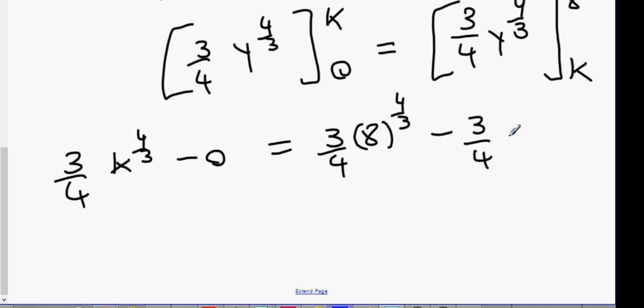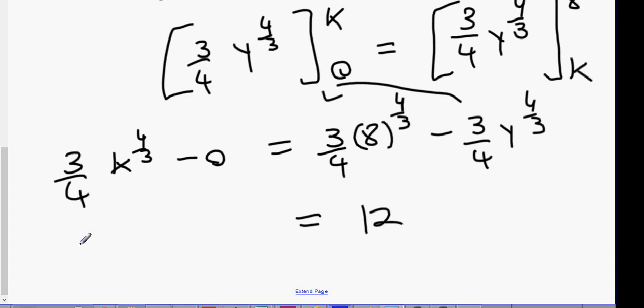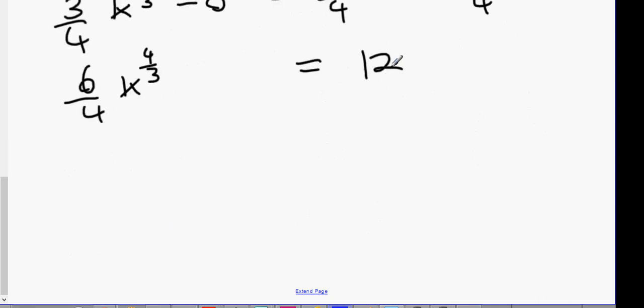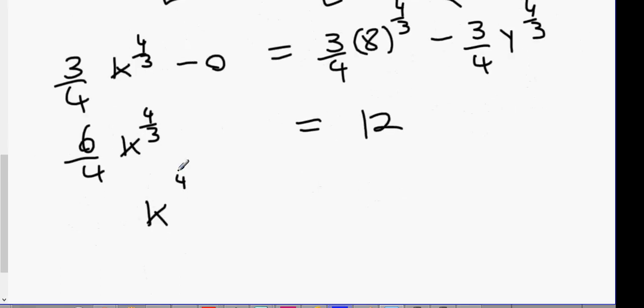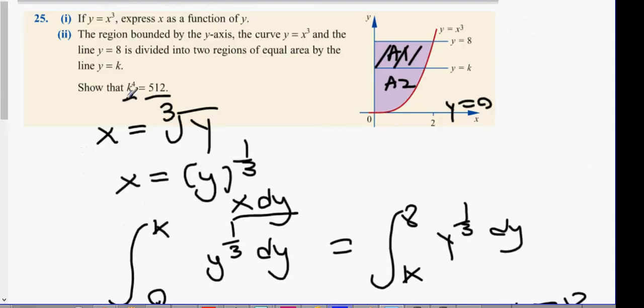12. Is it 12? Yeah. Okay, so it's 12. So that there is 12. I'm going to bring this over the other side, and it's going to be 6 over 4, k to the 4 over 3. Now guys, here's what I want to do. I want us to multiply by 4, and then divide by 6. Are you sure it's 12, by the way? Okay. It is 12. Yeah, so multiply by 4, divide by 6, what do we get? 8. Okay?